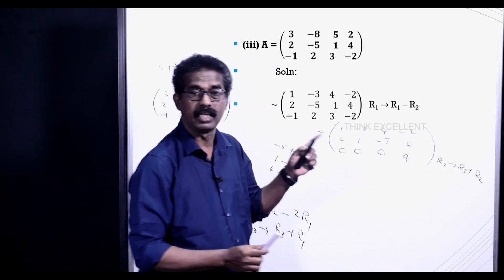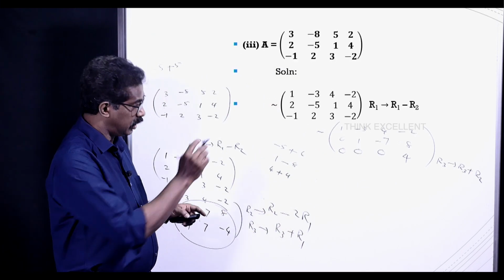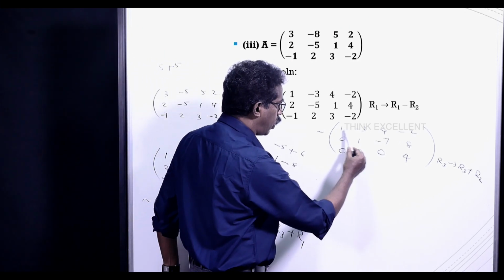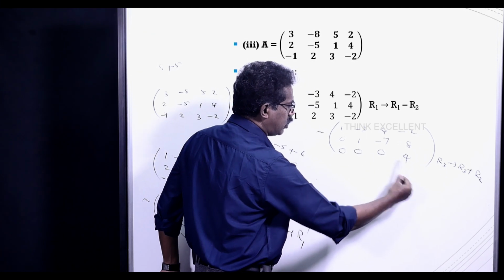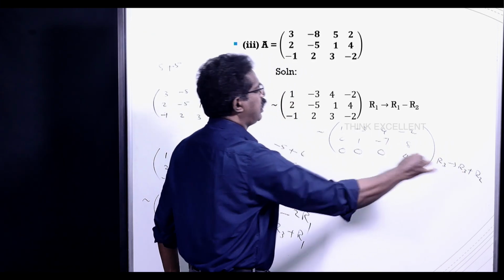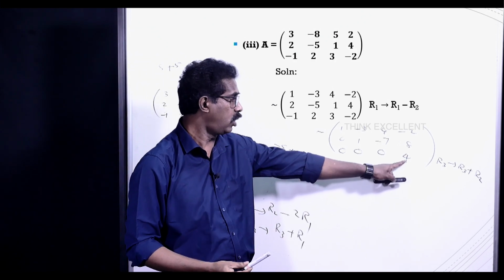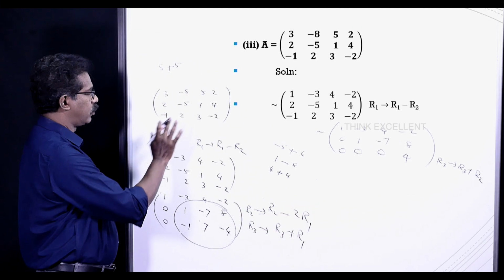So then you can write the 3 steps I asked you to write. What are the 3 steps? It is in echelon form. Number of non-zero rows: 1, 2, 3. Even if one element is non-zero, it is a non-zero row. There are 3 non-zero rows, so the rank is equal to 3. Suppose this is also 0, we say the rank is what? 2. Okay, please listen again. It's a very good question.